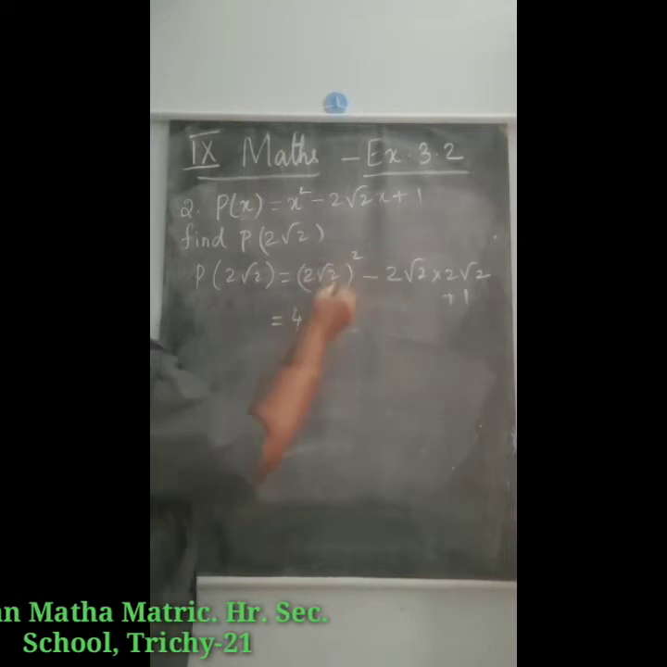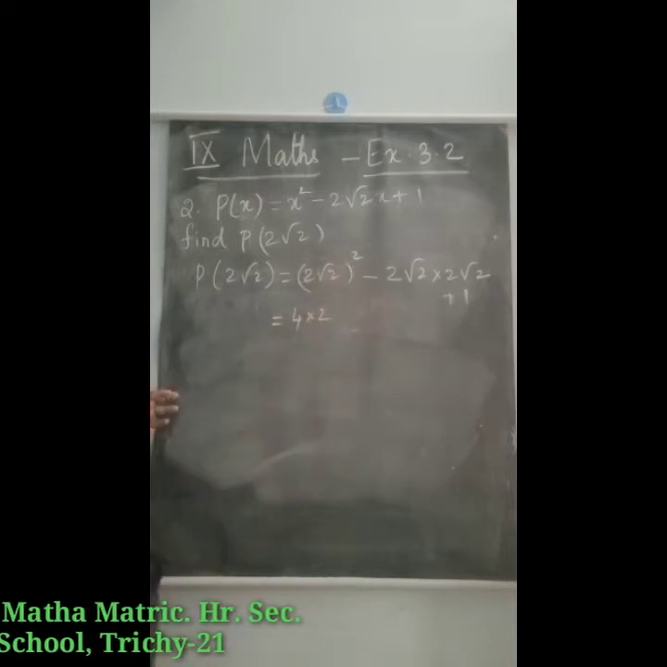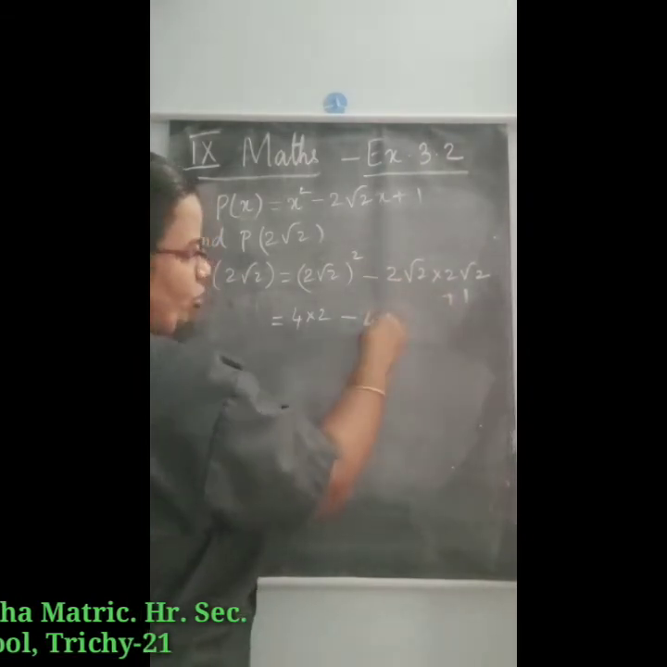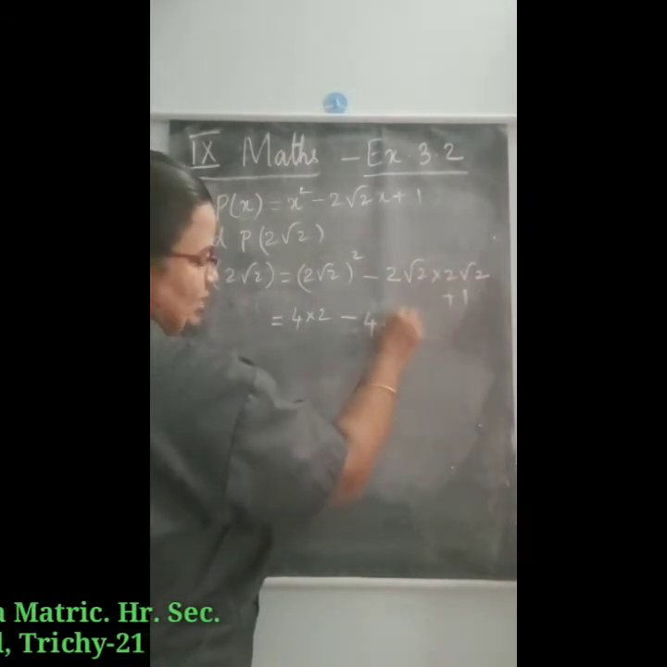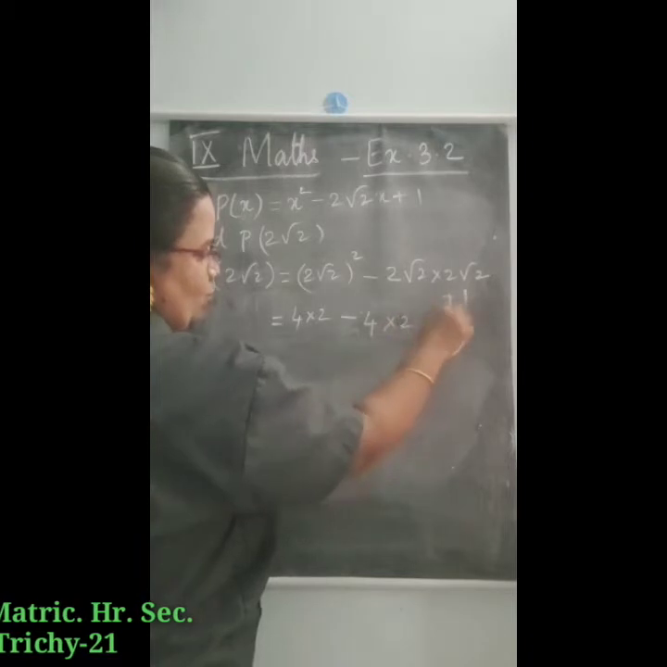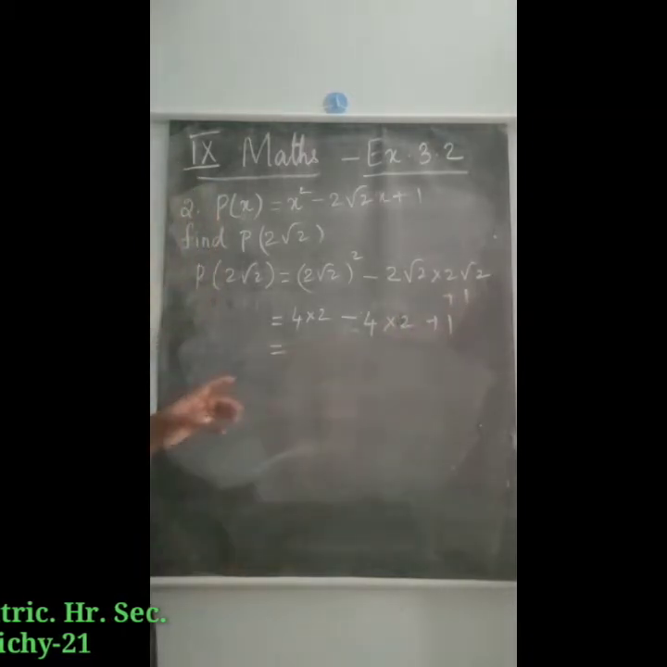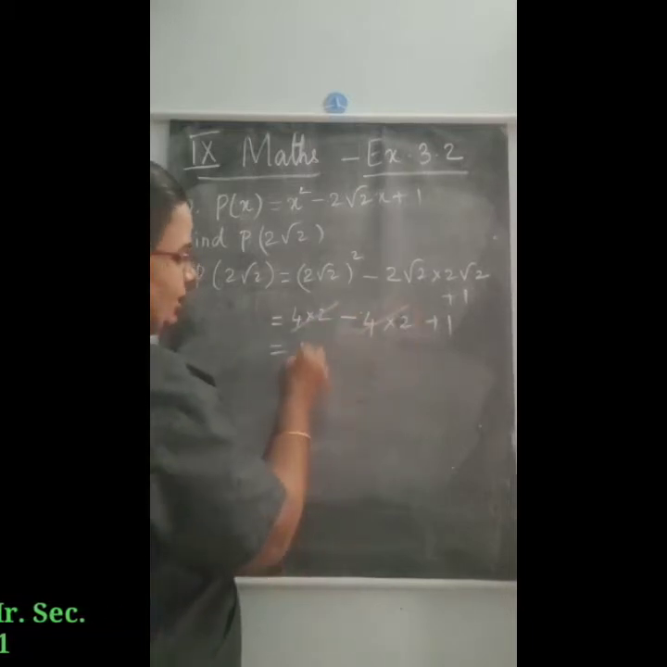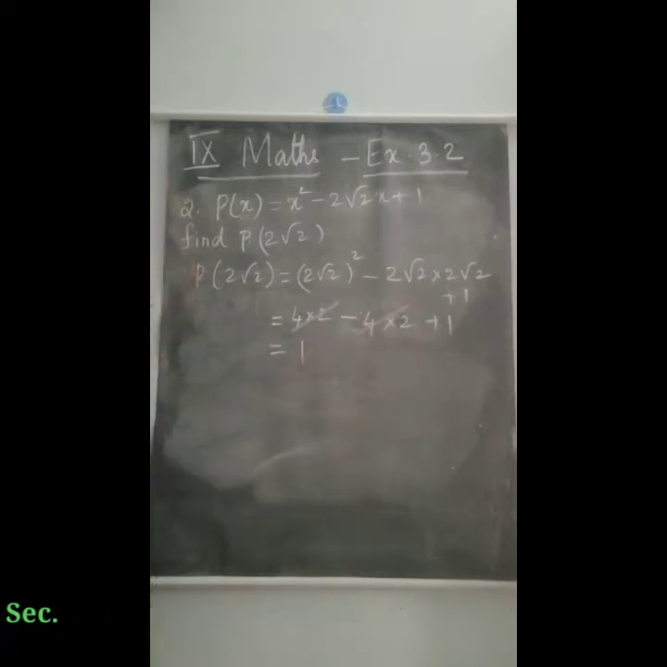Root 2 into root 2 is 2 only, and minus here, 2 2s are 4, root 2 into root 2 the same 2, plus 1. So that is equal to 4 into 2, 8, 8 minus 8, 8 only. So these two terms are cancelled. So the answer is 1. So therefore P of 2 root 2 is equal to 1.